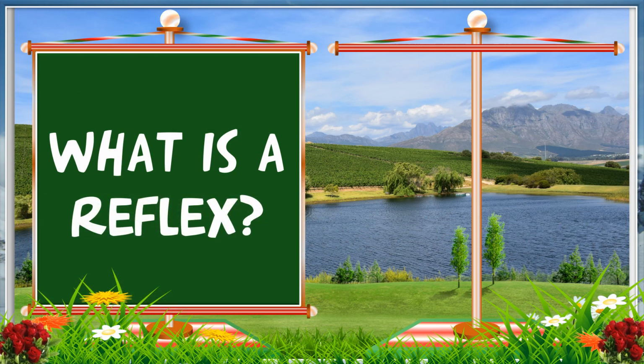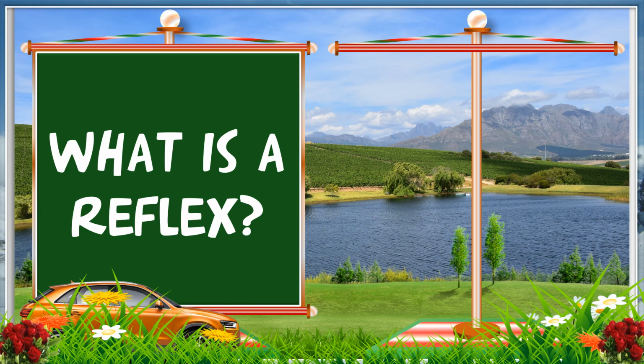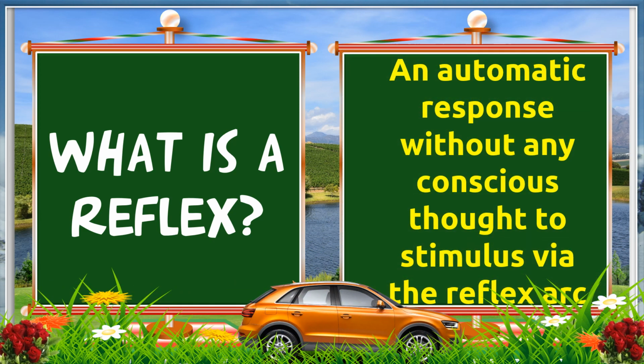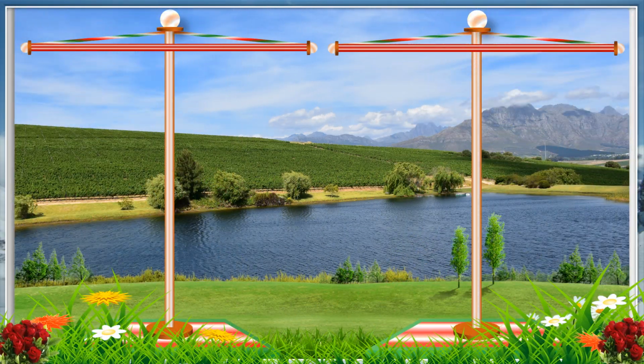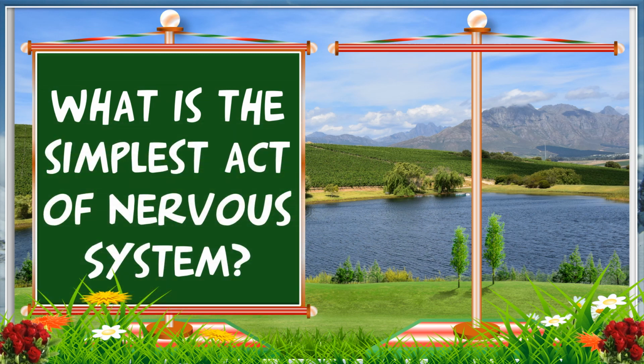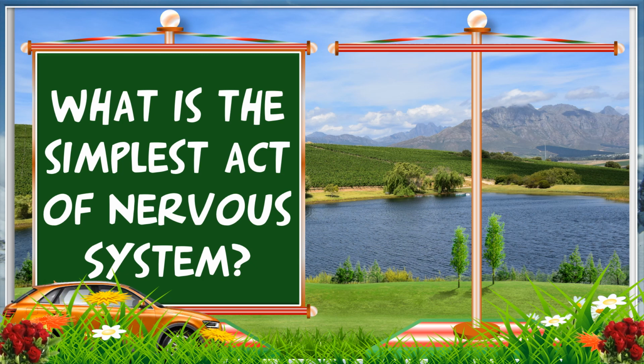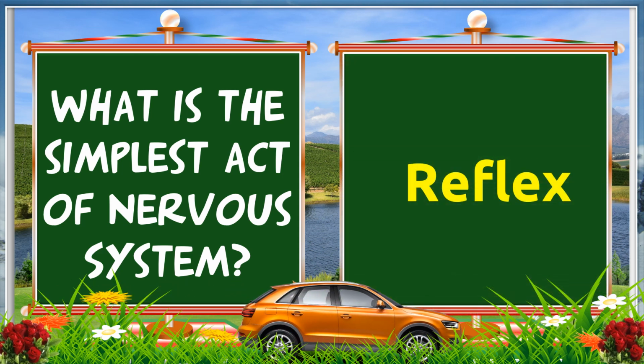What is a reflex? An automatic response without any conscious thought to stimulus via the reflex arc. What is the simplest act of nervous system? Reflex.